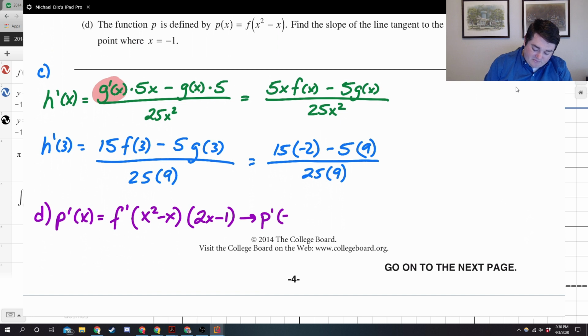P prime of negative 1 would be f prime of negative 1 squared is 1 minus negative 1. So when you plug negative 1 into that, you get 1 minus negative 1, which is 2, times 2 times negative 1, negative 2 minus 1, negative 3.